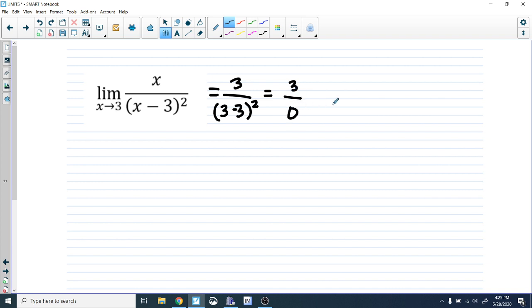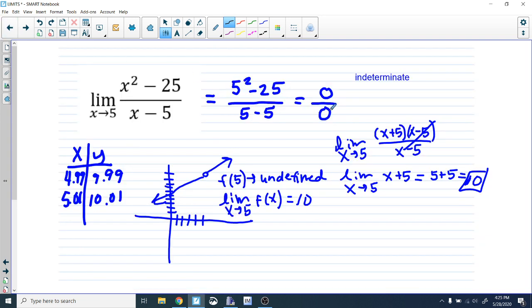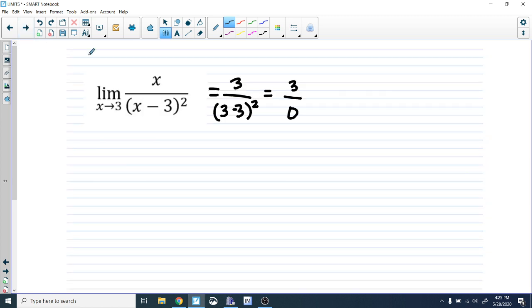Now remember, two examples ago, I said if you have 0 over 0, that's called indeterminate, and we could go through all of these other methods, or one of these other methods, to find the answer. In this example, you don't have an indeterminate form. You have 3 over 0. 3 over 0 is undefined. And depending on what you're trying to do, that could be good enough to just say that this is undefined.